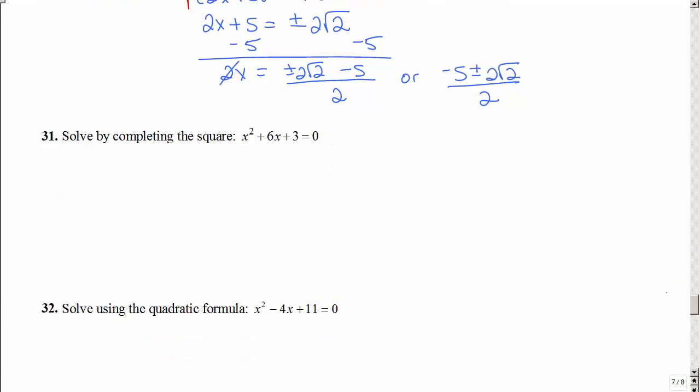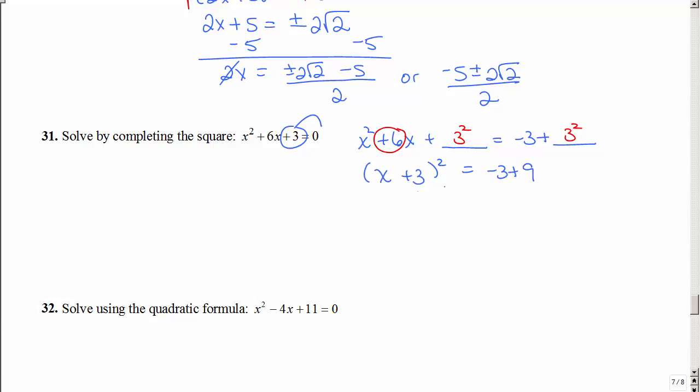Completing the square. How do we do this? Well, I ask my students to draw a blank there. I'm going to move this to the other side. I'm going to draw a blank there. You want to take half of this, add it to both sides, then rewrite this as a binomial squared. And now we're back to the problem like number 30. We use the square root method.